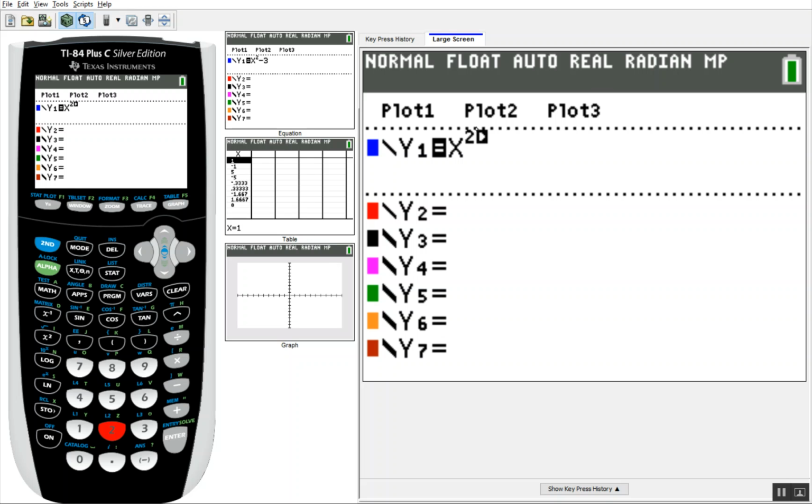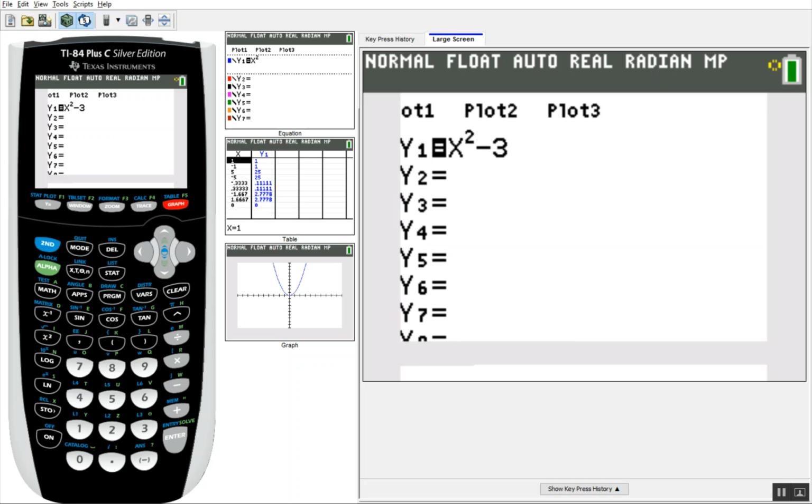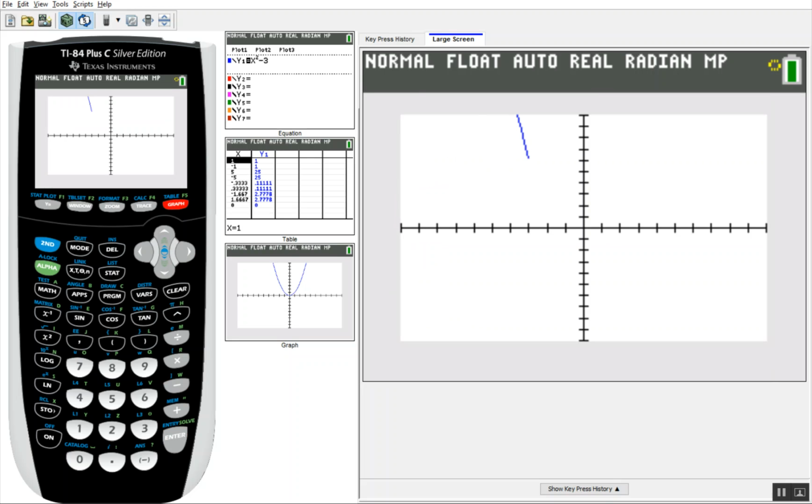So notice that if you look over here in the big window, there's a blinking arrow right there, and that means that to go back out of the exponent you have to hit the right key. And notice that the cursor now looks normal. Then we just put -3 in like we did before, hit enter, hit graph, and again we get the same function.